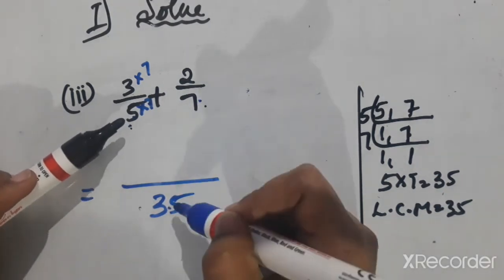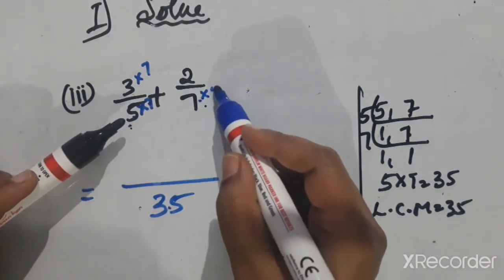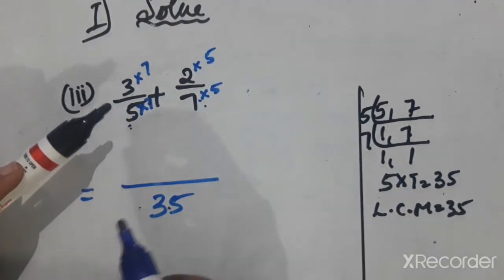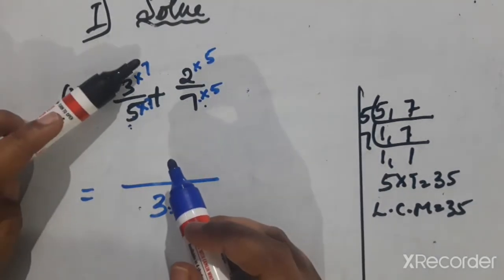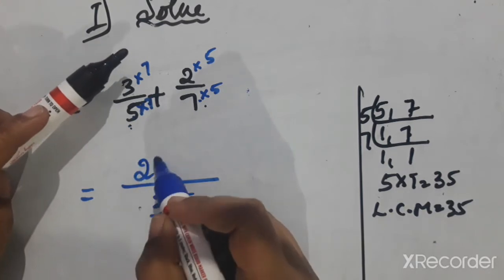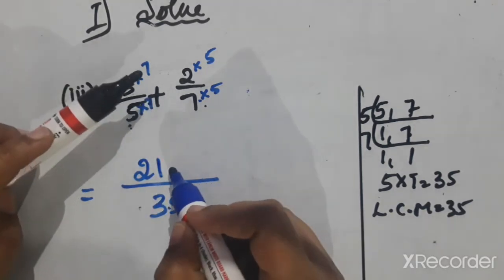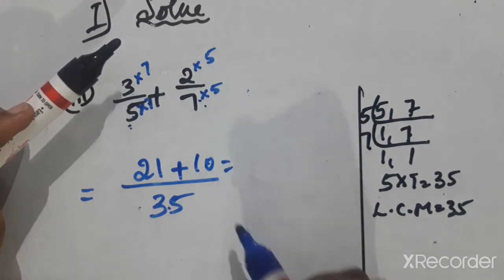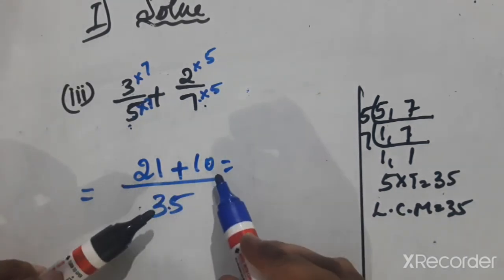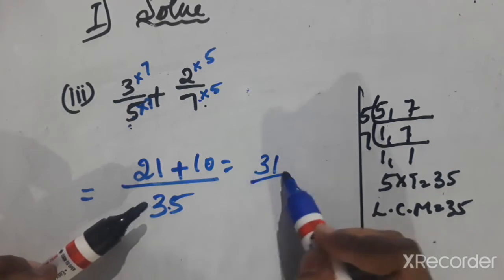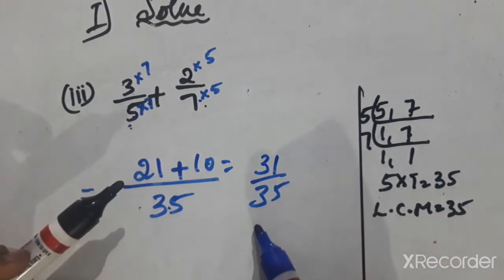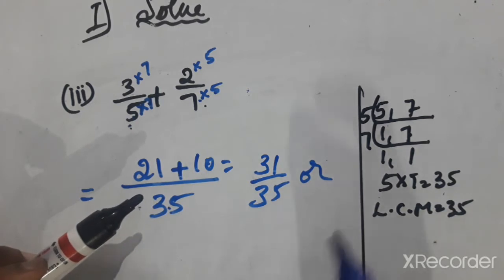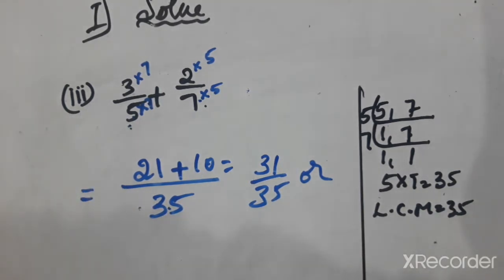Same value into that we have to write up. Same number. 7 how much are 35? 7 5s are 35. Same value we have to multiply up. Now 3 into 7. 3 sevens are 21. And this plus symbol we have to write center. 2 5s are 10. Now 21 plus 10 is 31 by 35. So our answer is 31 by 35.